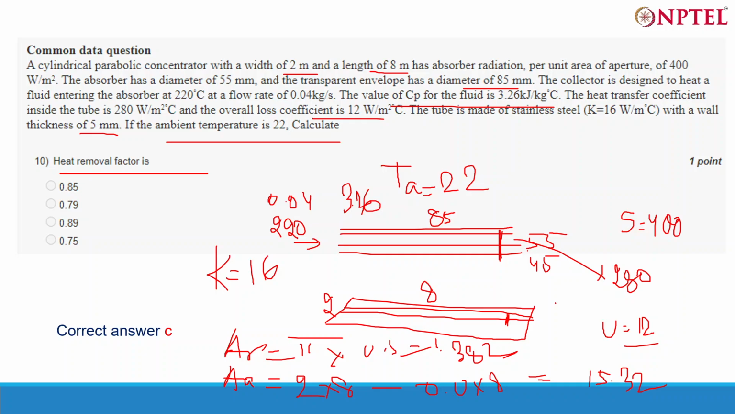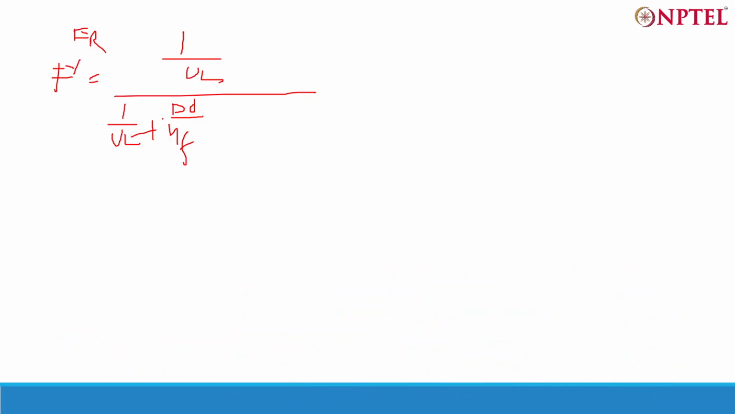Sorry, this is not the heat transfer coefficient, this is the overall heat loss U_L value. This is h_f into D_i, and because another layer is also there, there will be an additional term, D naught upon 2K ln D naught upon D_i. Here D naught is the outer diameter of the tube, 55 mm, and the inner diameter is 45 mm. Calculate this and it comes out to be around 0.946.